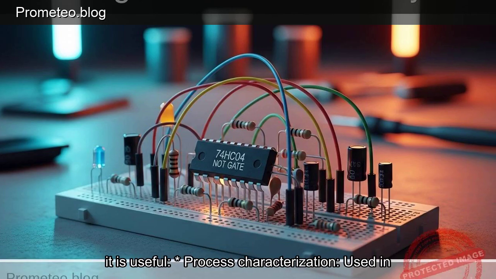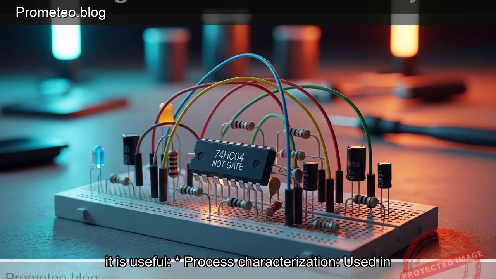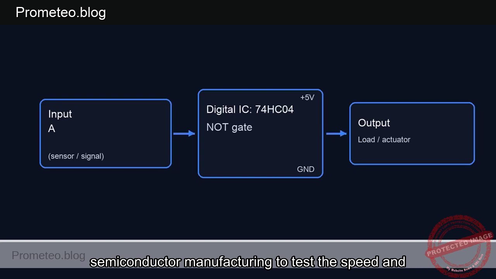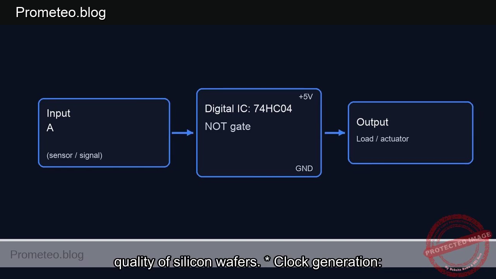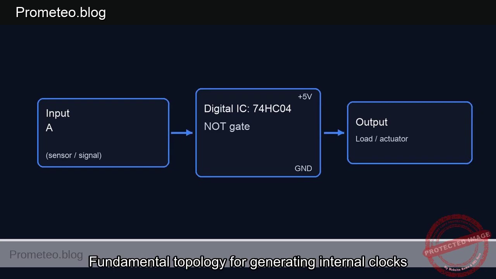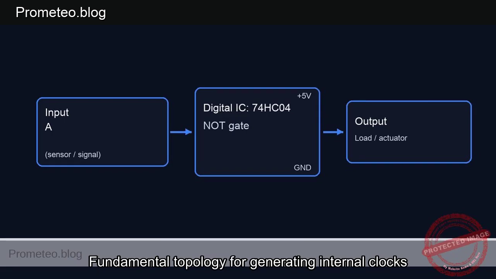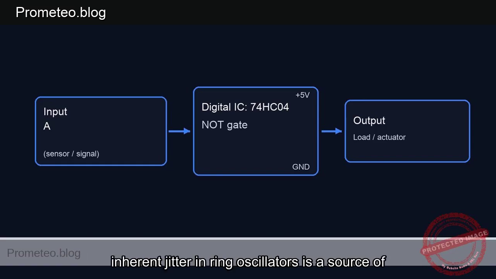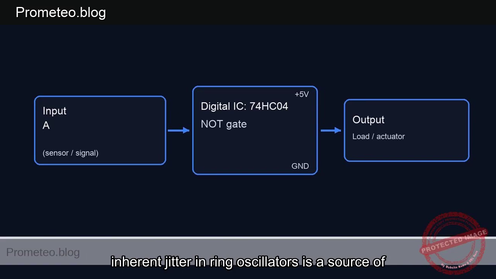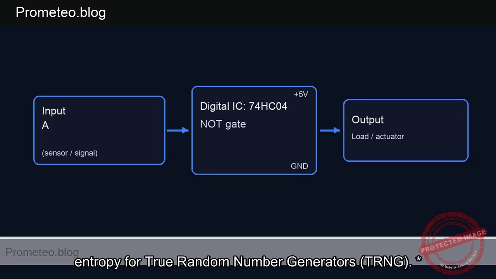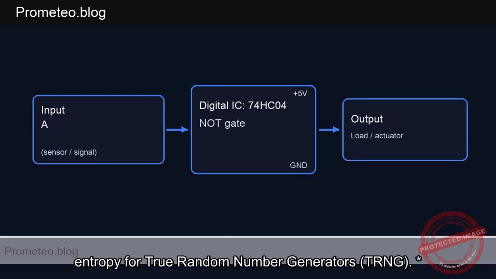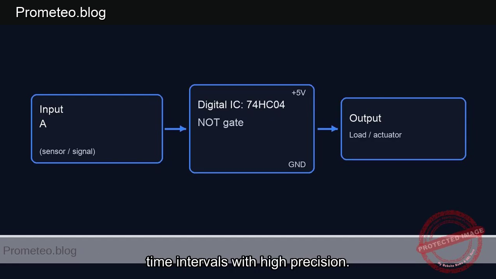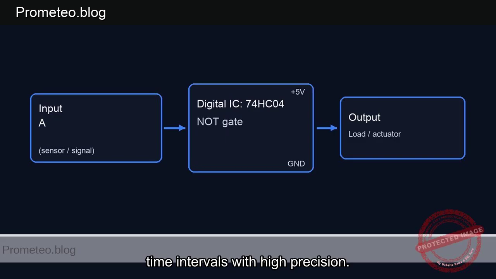Why it is useful. Process characterization: used in semiconductor manufacturing to test the speed and quality of silicon wafers. Clock generation: fundamental topology for generating internal clocks in ASICs and FPGAs. Random number generation: the inherent jitter in ring oscillators is a source of entropy for true random number generators, TRNG. Time-to-digital converters, TDC: used to measure time intervals with high precision.